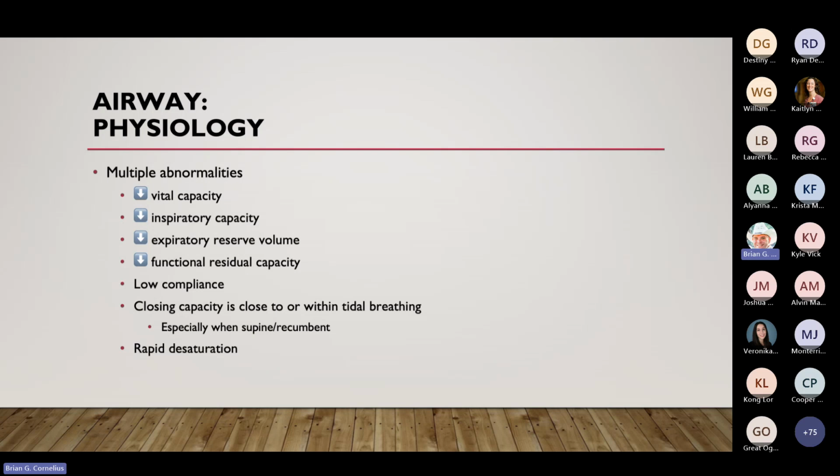From an airway standpoint, we tend to see that they have lots of pulmonary abnormalities, decreased vital capacity, inspiratory capacity, ERV, FRC. Their compliance tends to be very poor. And the other thing you see is that a lot of times, depending on their position, their closing capacity may be almost the same as their tidal volume. So especially if you take these patients and lay them down or put them in a semi-recumbent position, they may do poorly.